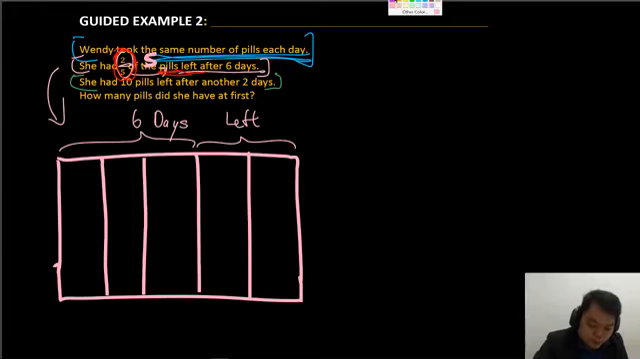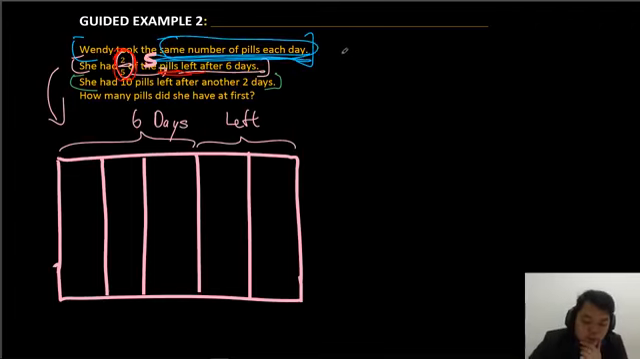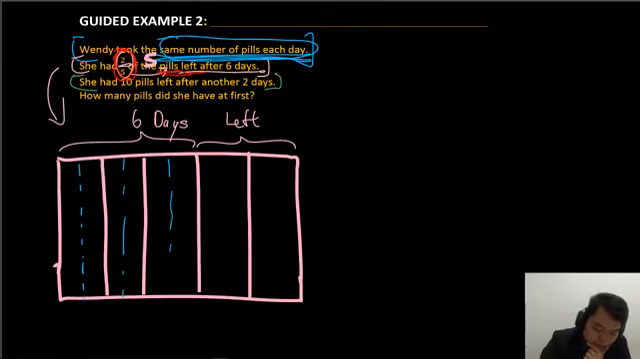So the next thing that we want to do here is that we see that she consumes the same number of pills each day. And over here we have 3 long columns. We want to cut them into something that is divisible by 6. So one way to do it, okay, don't draw this out yet. One way to do it is to cut it out like this. Of course that works.